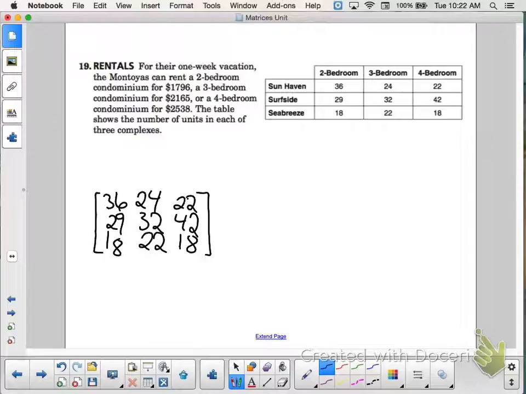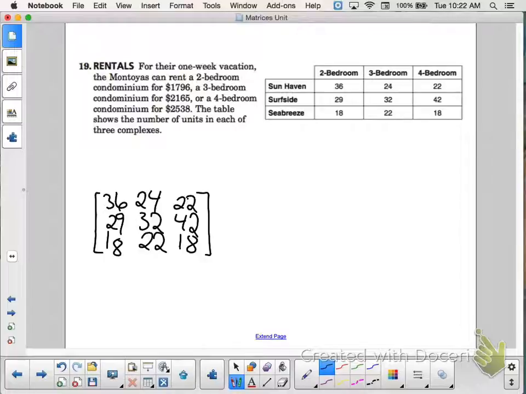Could I have swapped those around? Could I have made my rows my columns and my columns my rows? Yep. So just like always, we can always swap those around. Now, this question tells us how much each of these rooms rents for. So every condominium has the same prices for what they rent their rooms for.